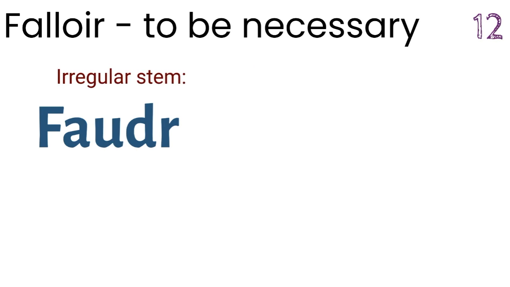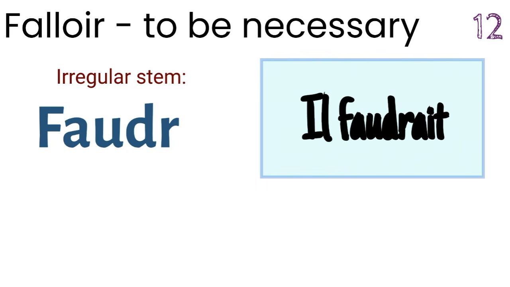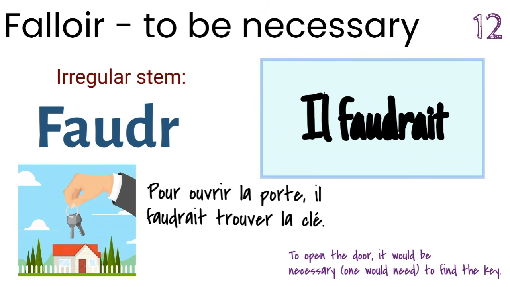Falloir means to be necessary, and just like in the present tense, in the conditional, it is only used with the third person singular pronoun il, because that's the French equivalent of it as a general subject pronoun. Basically, we're referring to the situation in general, not he, with this il. So, pour ouvrir la porte, il faudrait trouver la clé. To open the door, it would be necessary to find the key.